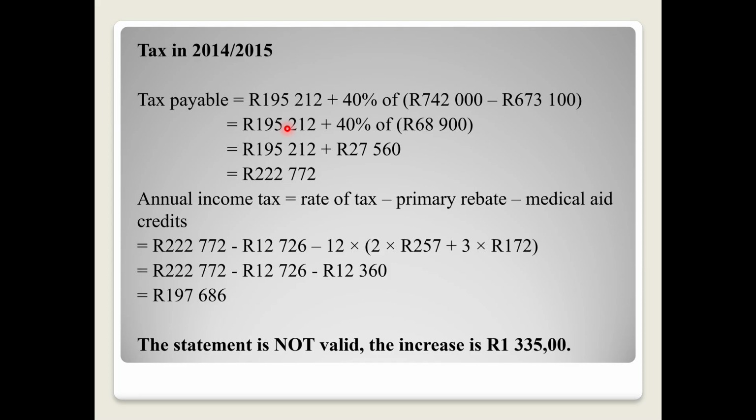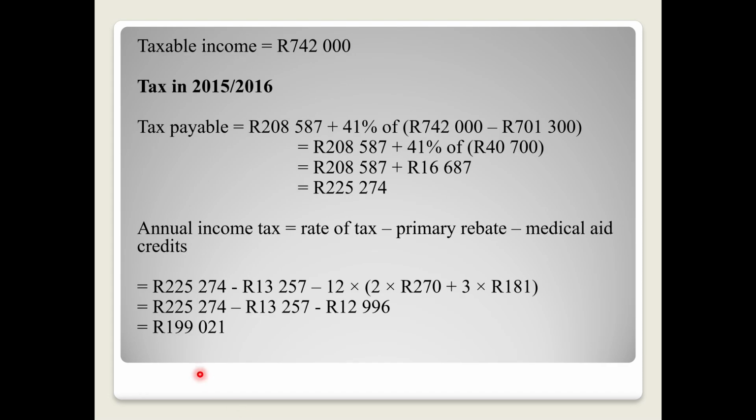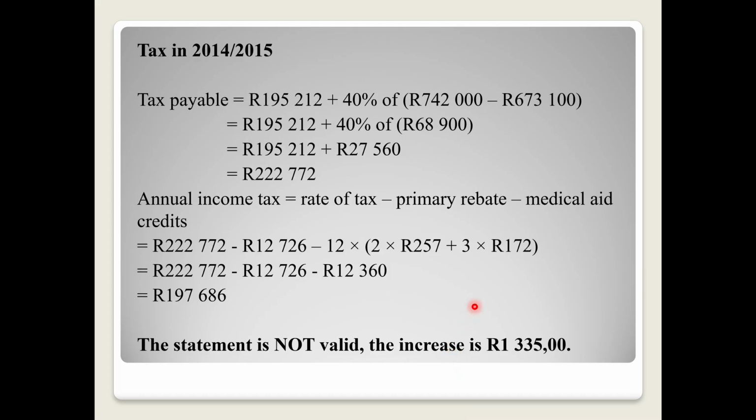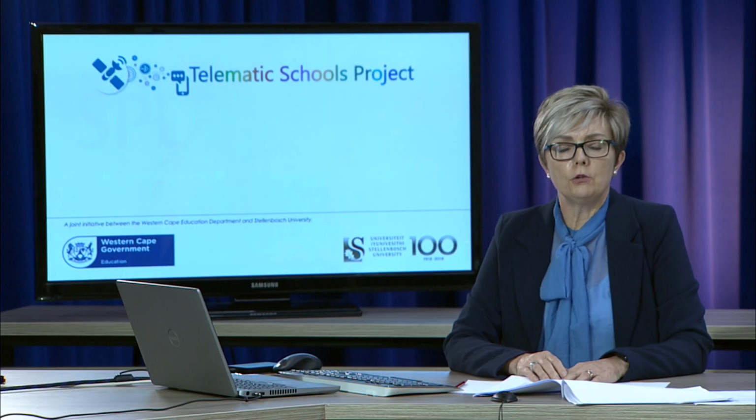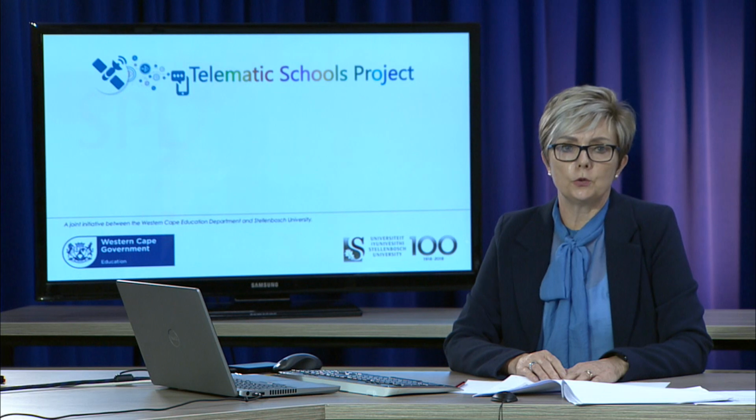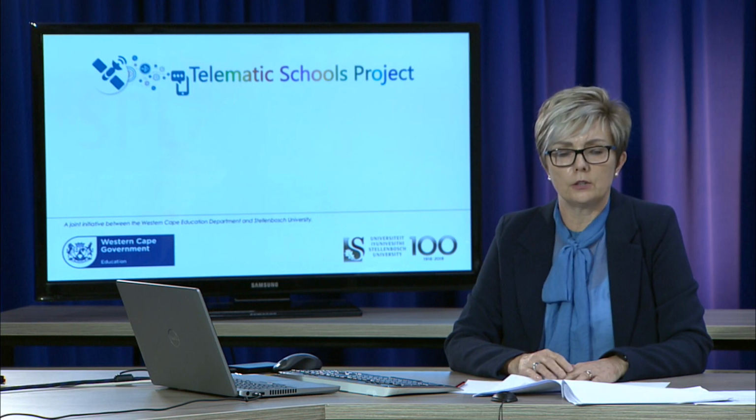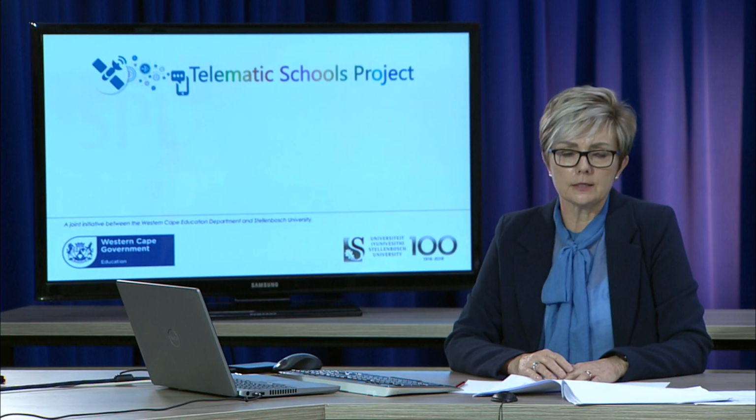And then the statement is not valid, because if we deduct 197,686 and 199,021 from one another, the statement is not valid. She said that it will only increase by 150 rand, and we see that it increased by 1,335 rand. So grade 12s, this then brings us to the end of today's session on personal income tax.